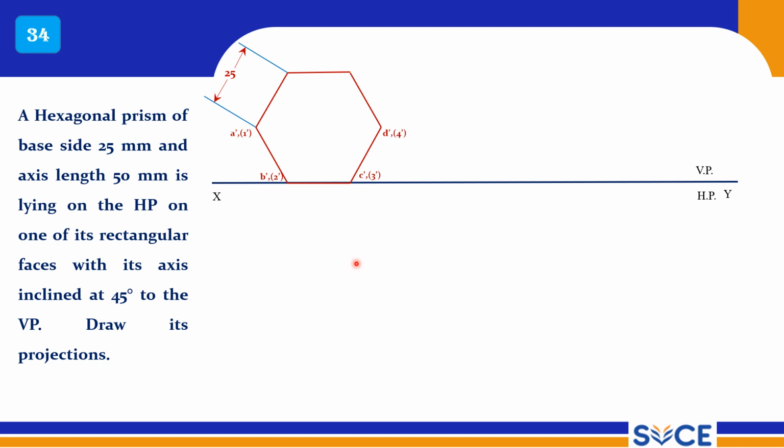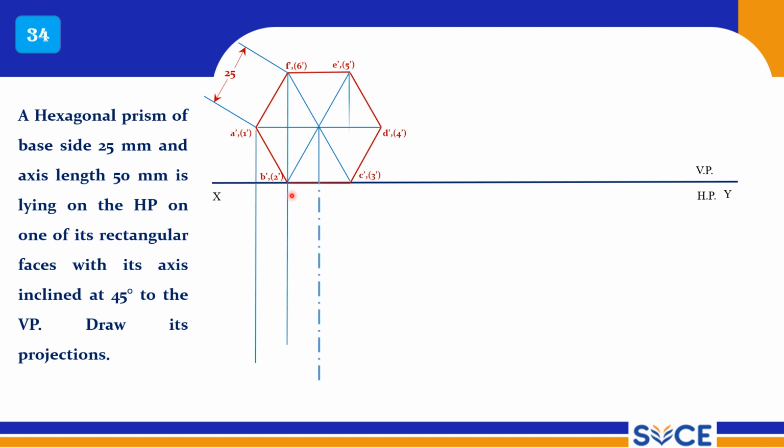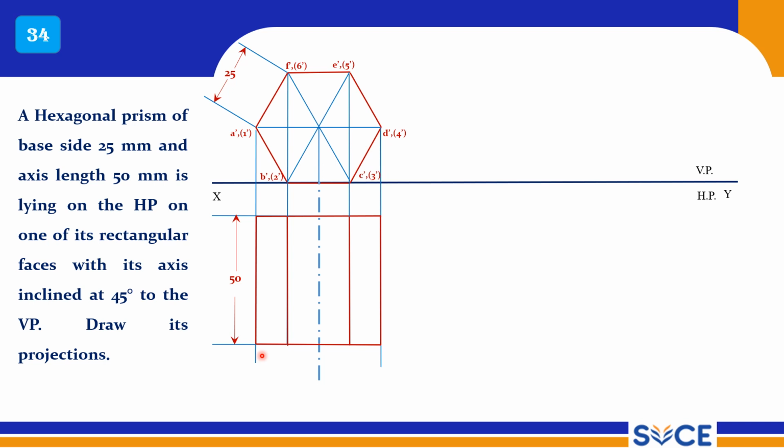So give the notations. A, B, C, D, that is alphabets are given in the front base, and backside base is given with the numerals. So mark the center, and this line should be thin line since it is prism, and draw the axis line, and now height is given, that is 50 mm. So 50 mm should be measured along axis, and draw this simple top view. So this is the simple top view.